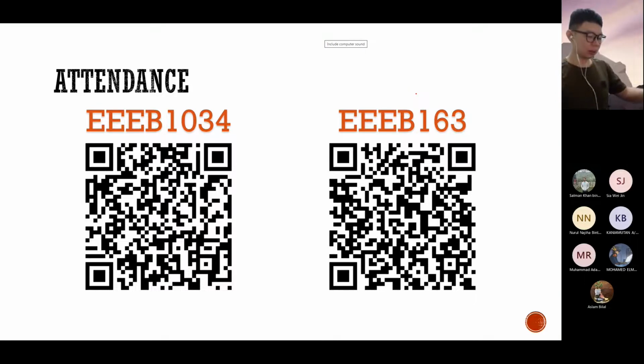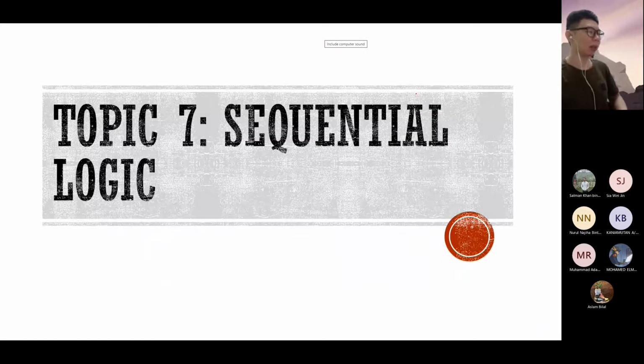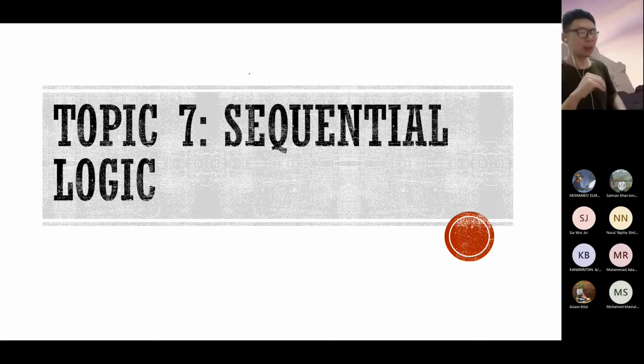Right, let's continue from where we left off last class. In the last class, I explained that we are right now in topic 7, and topic 7 is very different from the rest of the topics. In all our previous topics, we talked about combinational logic, logic gates. Logic gates only consider what you give it right now, the input, and the output. It does not consider all the past input. And that is different in topic 7 onwards.